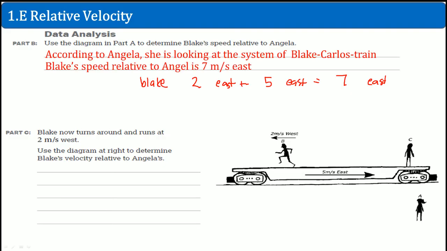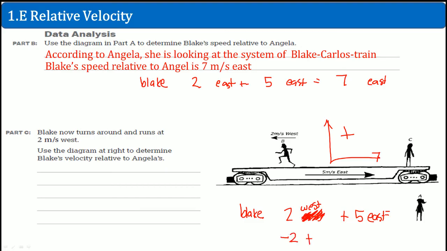Now, Blake turns and runs west. So how should it look? Blake now is going west, but the train is still going 5 east. So again, we label that. Do you see how it's going 2 west? So mathematically, it should look like this. It becomes minus 2 plus 5. That should be equal to 3. The minus occurs because he's going west.